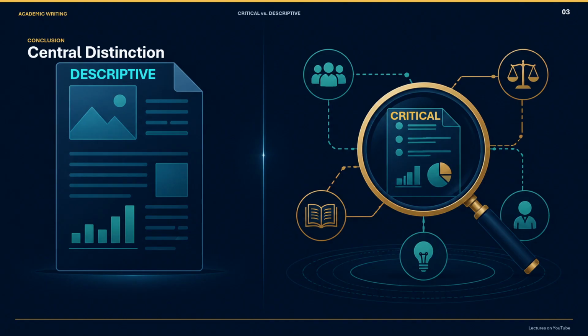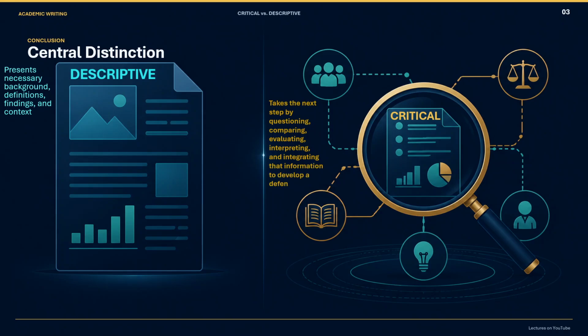Conclusion. Let us conclude with the central distinction. Descriptive writing presents necessary background, definitions, findings, and context. Critical writing takes the next step by questioning, comparing, evaluating, interpreting, and integrating that information to develop a defensible argument. Effective academic writing usually requires both. The problem is not description itself, but allowing description to replace analysis.